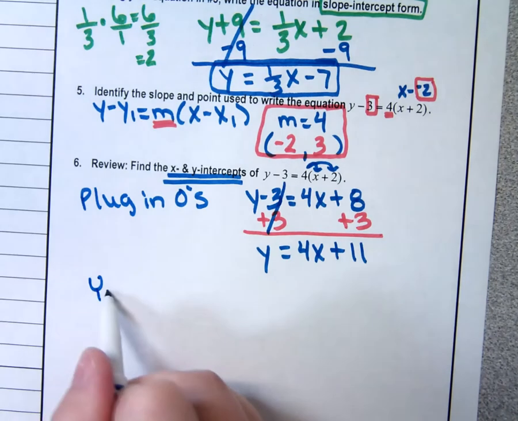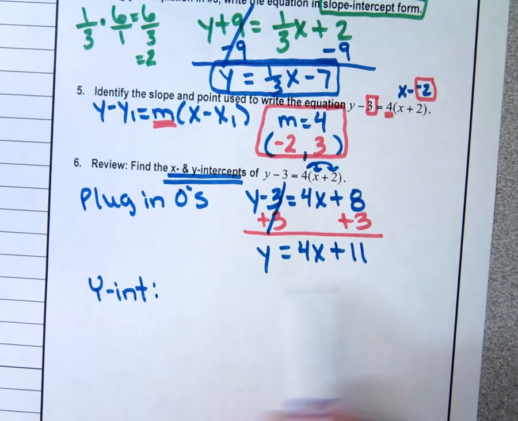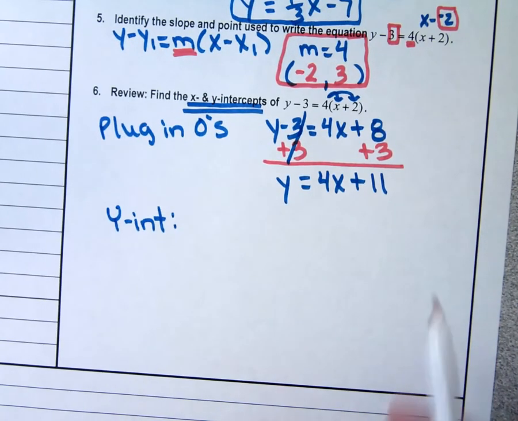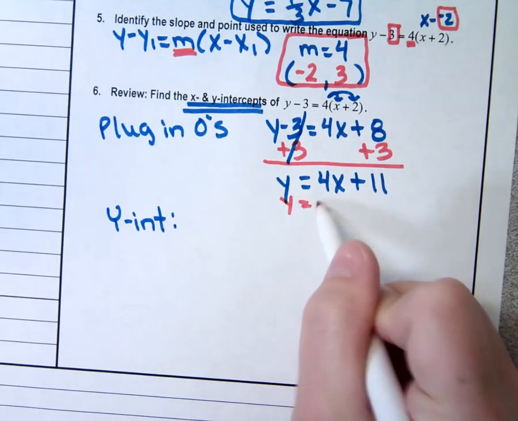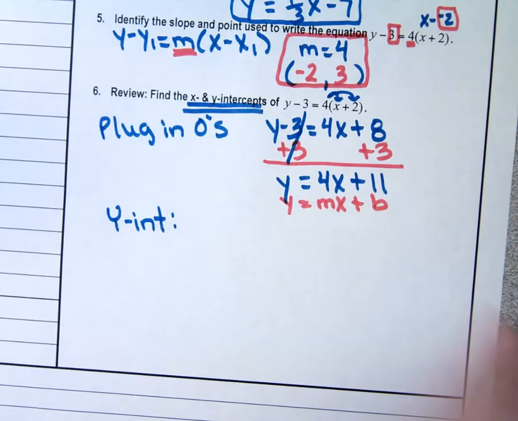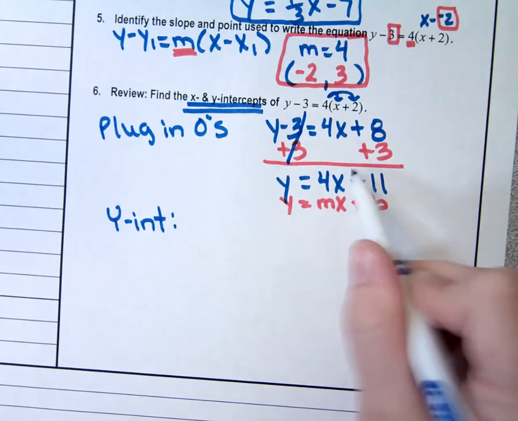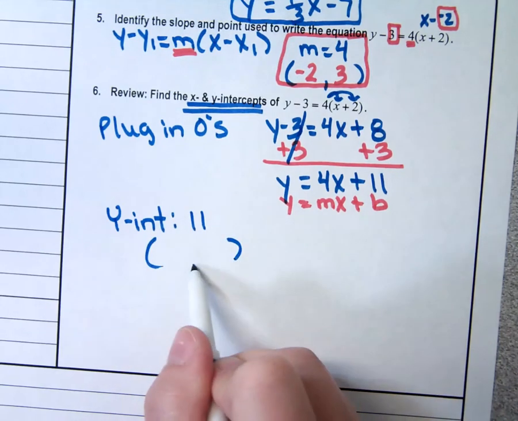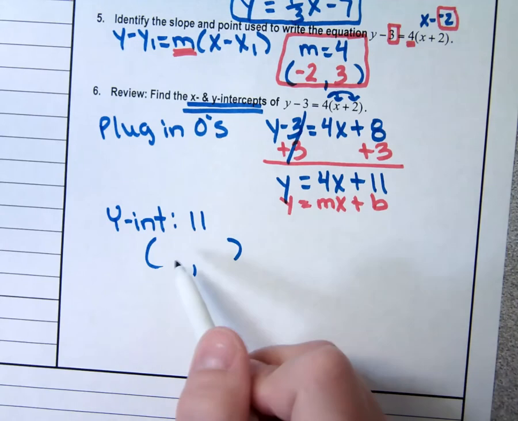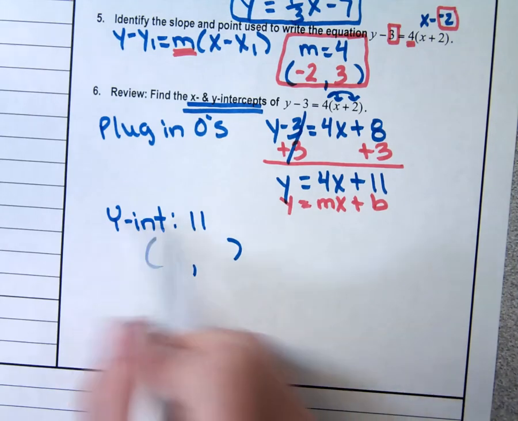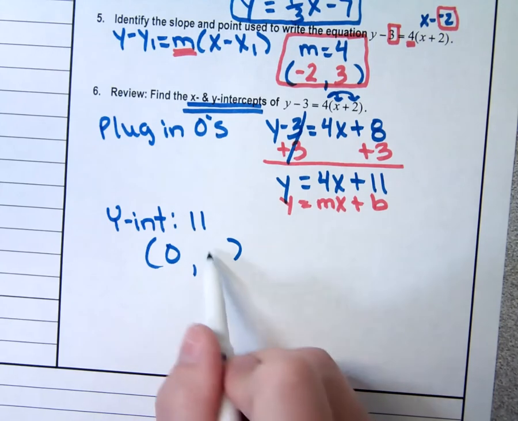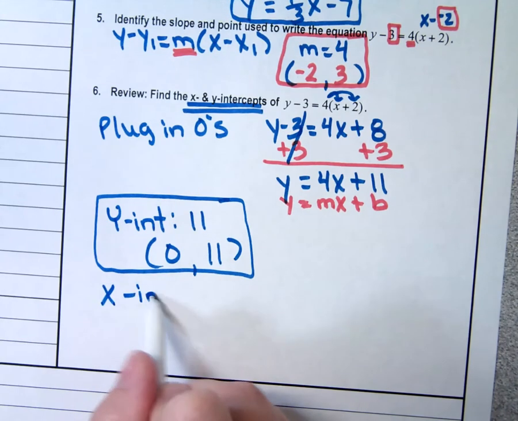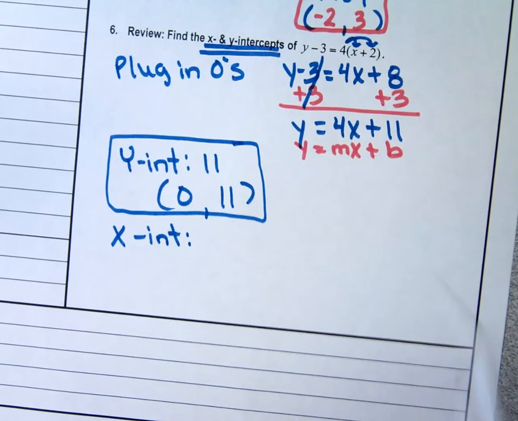Now, you should know the y-intercept just by looking at this equation. Which of these is the y-intercept? The 11. Remember y equals mx plus b? B is the y-intercept, and you can see that the b is 11. So the y-intercept is 11. Now, I do want to practice writing that as an ordered pair. So, do you remember how it would go? Y-intercepts always have a 0 for the x. The 11 is the y-coordinate. So that's our y-intercept.